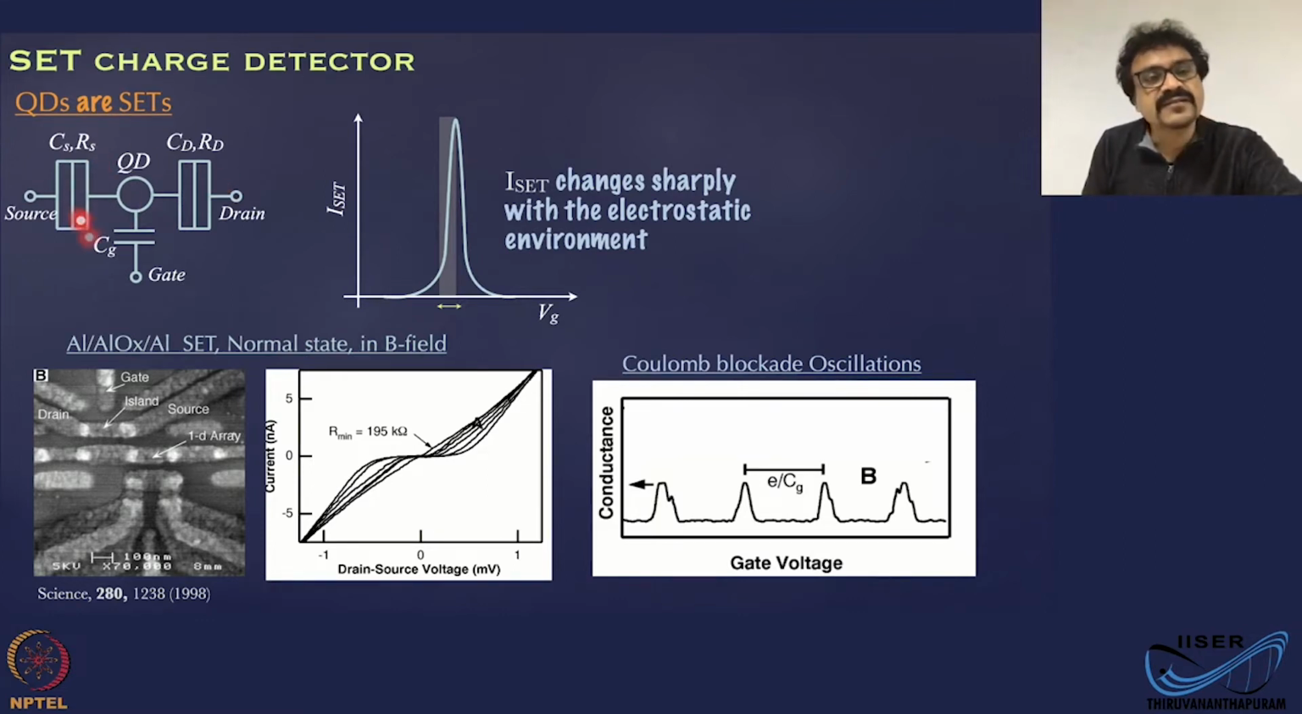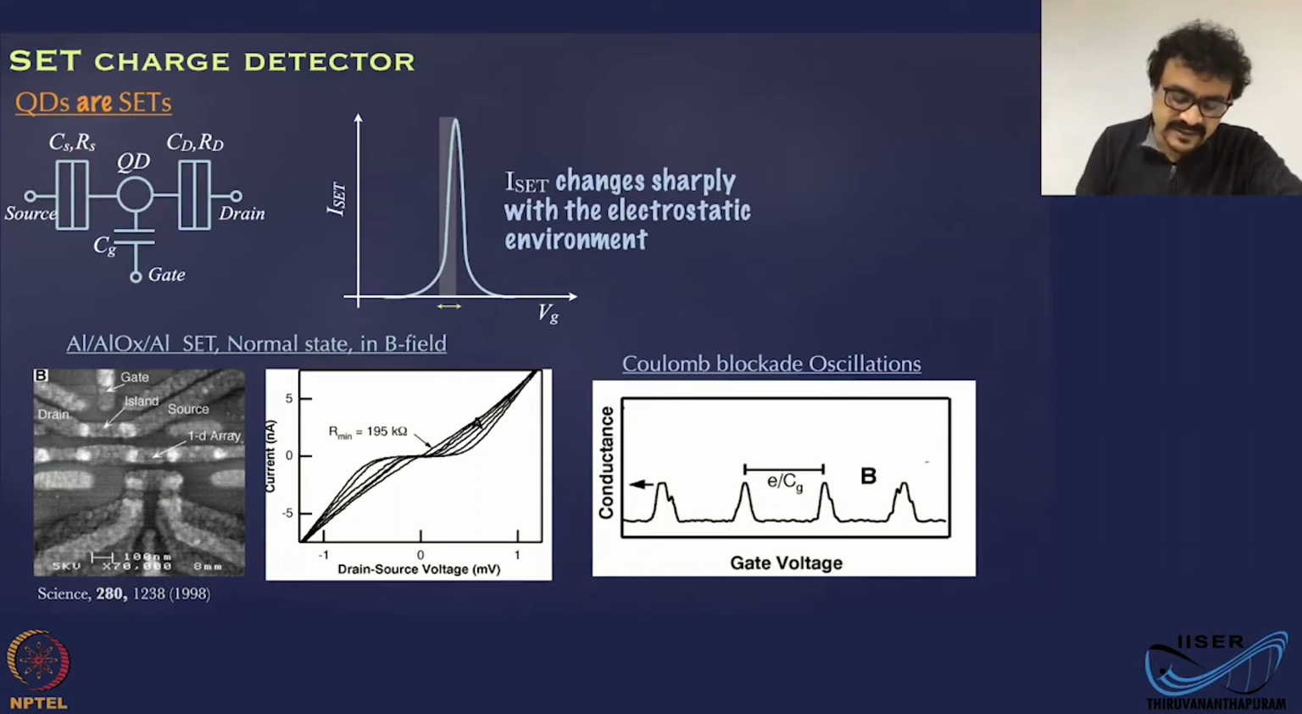Here is a simple circuit model for the quantum dot system. I would say a single electron transistor, where you have a quantum dot which is connected to the source and drain through tunnel junctions, and also coupled to a gate through a capacitor. These source and drain tunnel junctions have capacitance Cs and Cd and resistance Rs and Rd respectively.